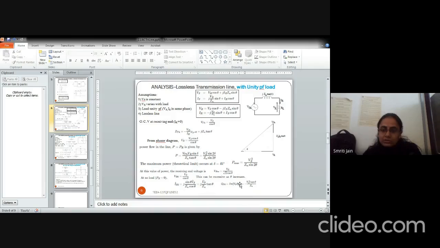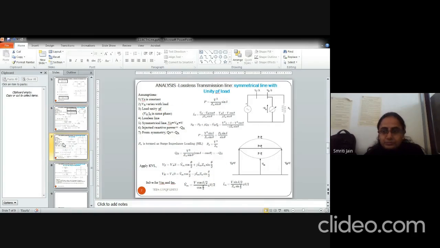The charging reactive power at no load will be given by QSO. It is the imaginary part of Vs Iso conjugate. So it will be given by putting in the values of these two terms. I analyze the line with a symmetrical line and unity power factor load, both conditions I have taken. So one of the assumptions is that the line is symmetrical, therefore VS and VR will be equal to V. I am assuming the injected reactive power to be equal to minus QR. That means QS will be equal to minus QR.